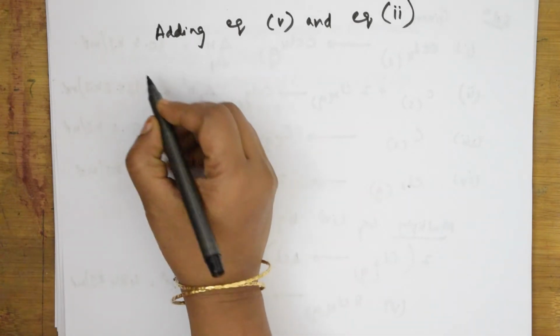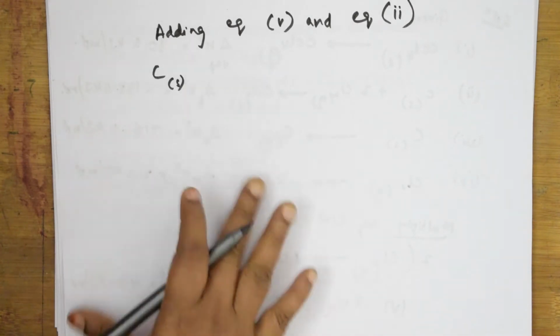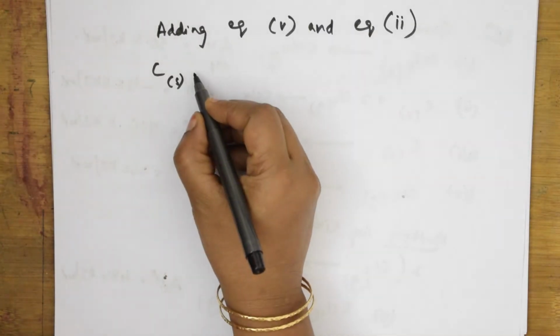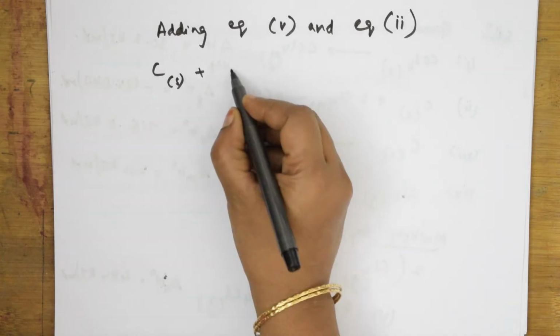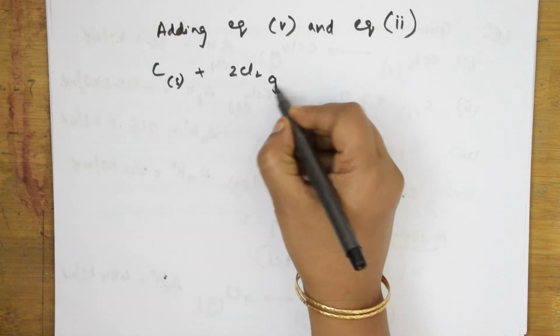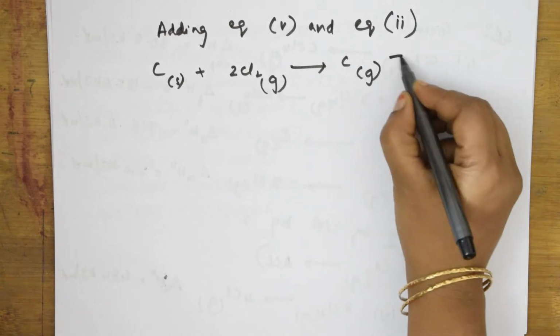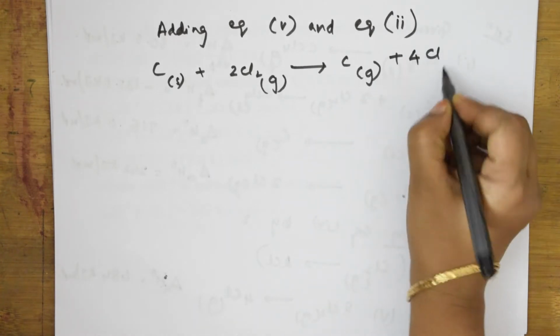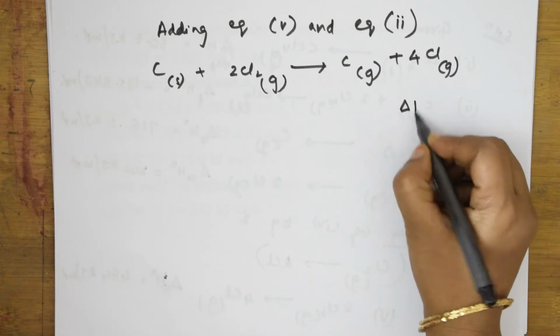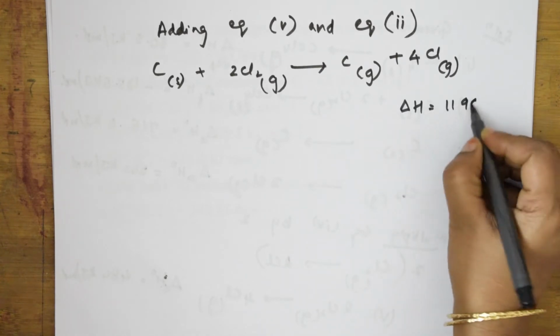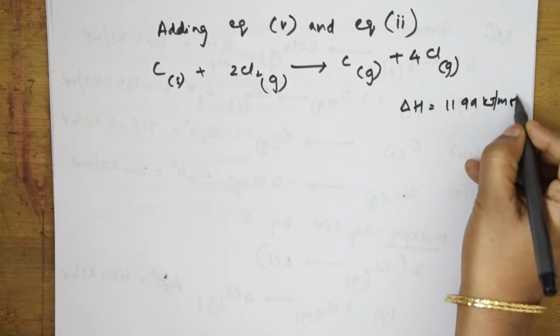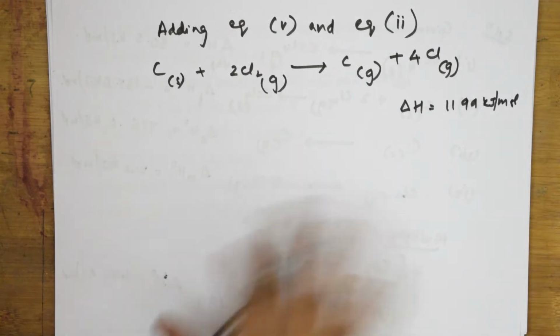I get carbon solid plus 2 chlorines gaseous, which gives me carbon gaseous plus 4 chlorines gaseous. Delta H for this is 1199 kilojoules per mole. This is also over. Now what am I going to do?